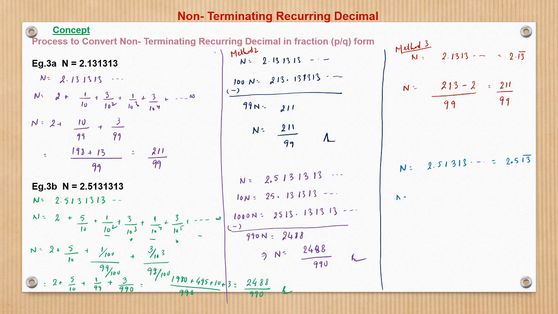The process of conversion says we will write all the numbers in the numerator without decimal. So it is 2513 minus the digits which are not under the bar. What is the number formed outside the bar? That is 25. Upon, now the denominator will have nines. The number of nines is the same as the number of digits under the bar. Here two digits under the bar, so it will be 99.